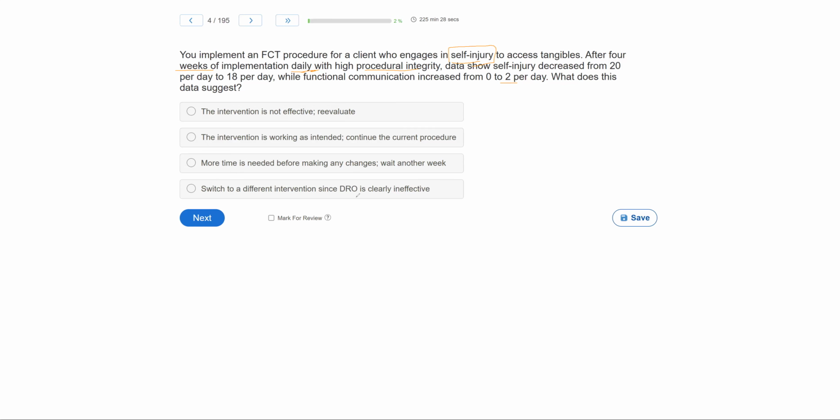D, switch to a different intervention since DRO is clearly ineffective. Well, we didn't talk about DRO, so be careful with that. That's why we always want to read our questions thoroughly, because D doesn't even fit with the information we have been given. What we know is the intervention does not appear to be effective. We need to reevaluate.